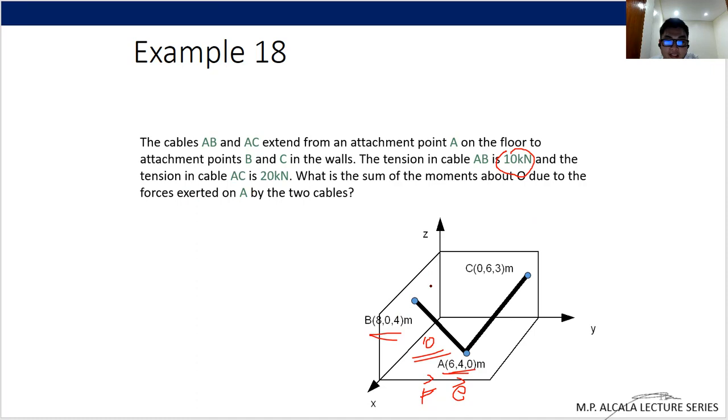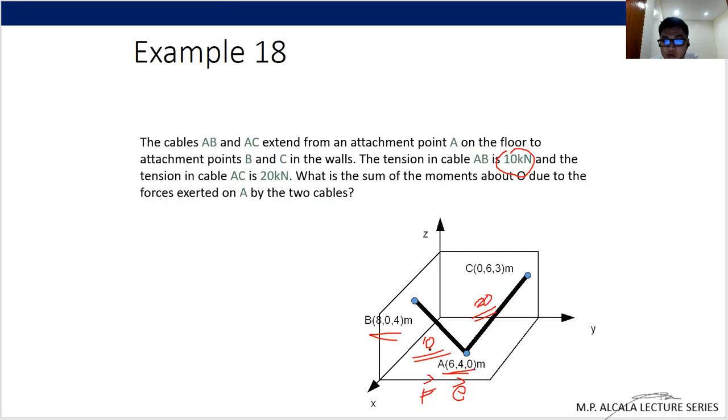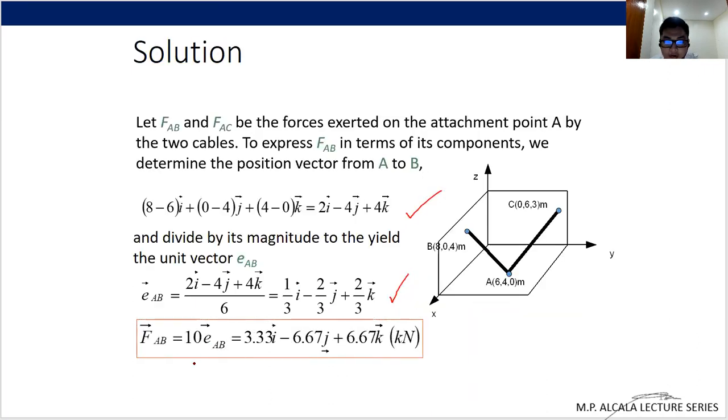And the tension in cable AC is 20 kilonewton. Same in this one, on cable AC, 20 naman, okay? What is the sum of the moments about O due to the force exerted on A by the two cables? Let's look at the solution. So same approach, position vector from AB and AC will be computed. Okay? So in this case, the unit vector is the following. Now multiplying this by the magnitude 10 kilonewton. So, we have now the force vector at AB.